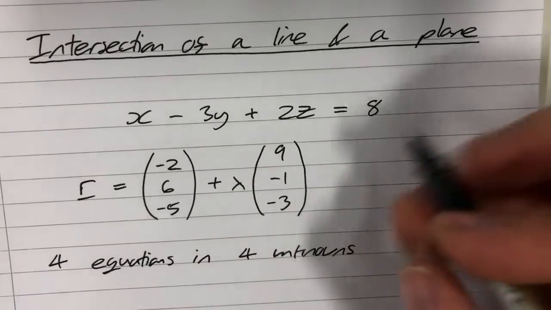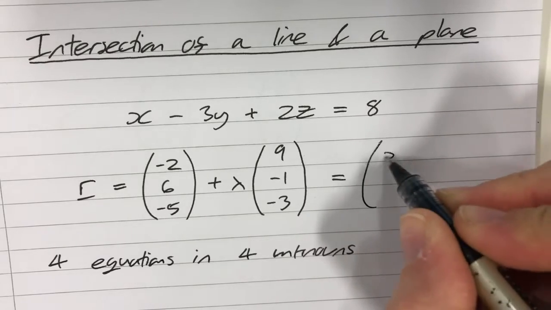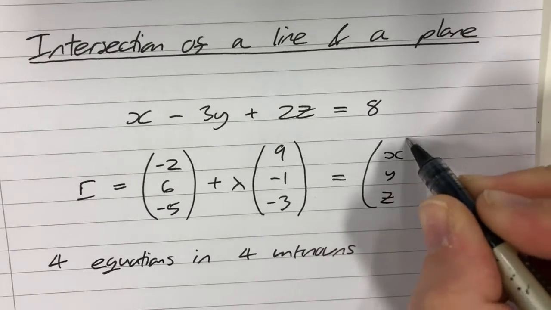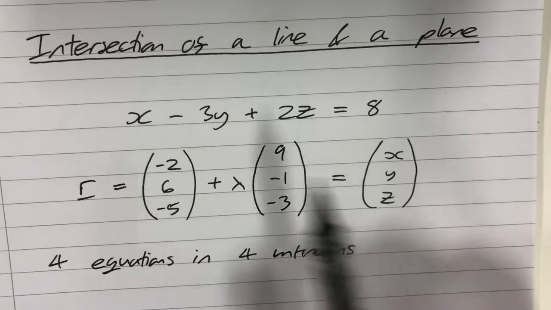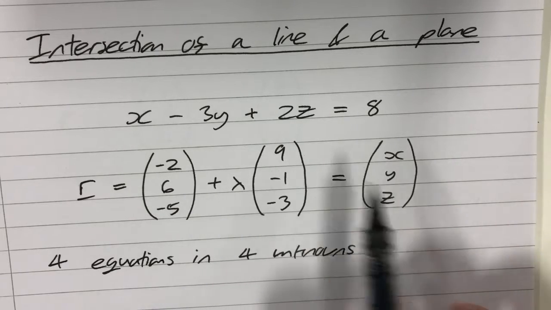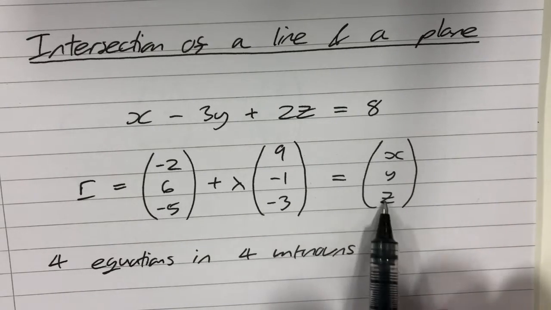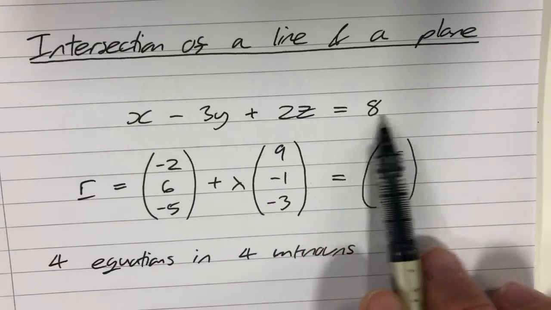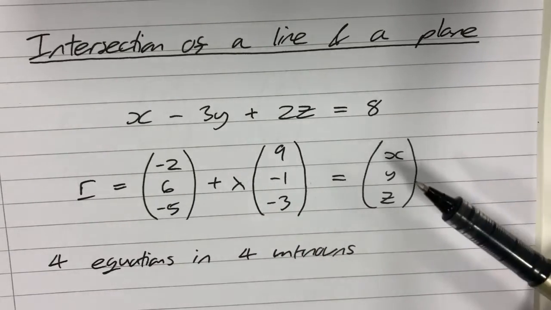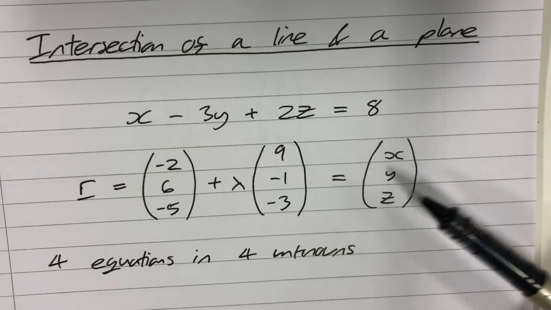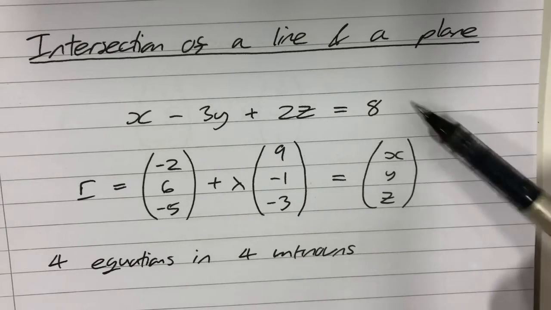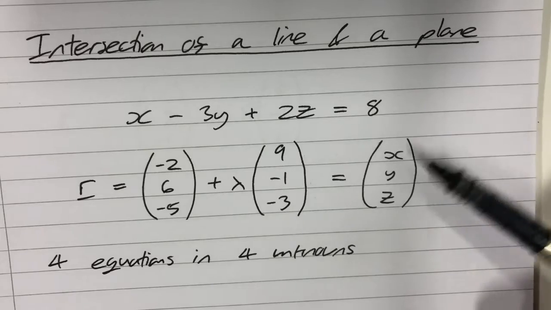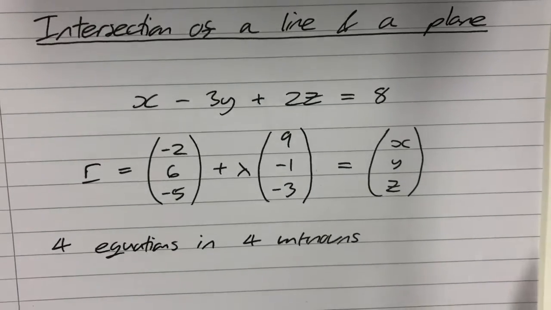Don't forget that the vector r is actually just the vector x, y, z. So we've got x in terms of lambda, we've got y in terms of lambda, and we've got z in terms of lambda, and then we have an equation up here, x, y, and z. So just like with any intersection points, I'm going to solve these set of equations simultaneously. Four equations and four unknowns.